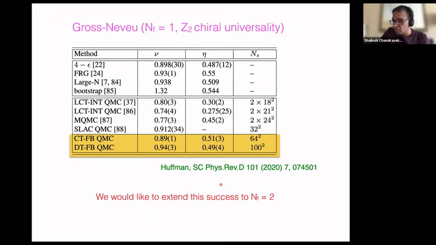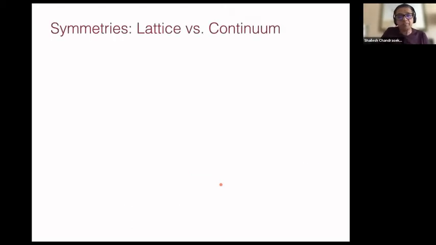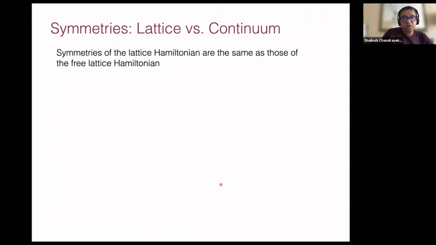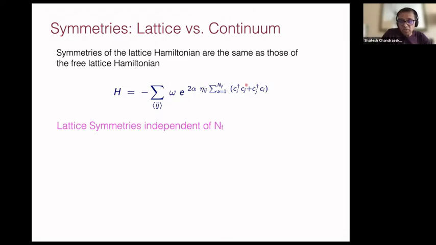So the question is, we would like to extend the success to a different model. So we now want to think about the NF equals 2 model. Let's quickly think about the symmetries of our model and then see how they are embedded in the continuum. The symmetries of the lattice model, remember, are exactly the same as that of the free lattice Hamiltonian, although it is interacting. So one might ask, what are the symmetries of the free lattice model, which is just obtained by just this term, because there's just an exponential of that.